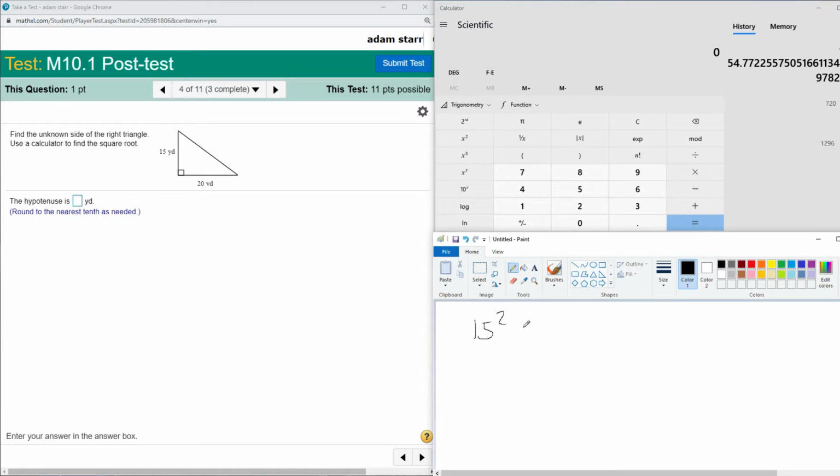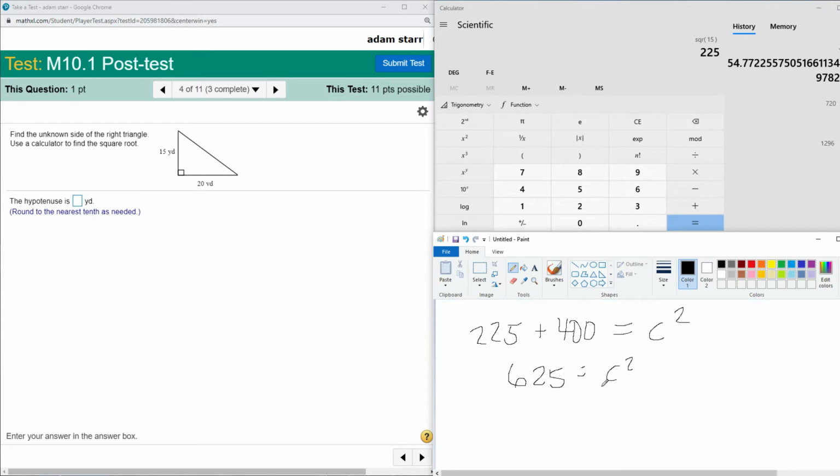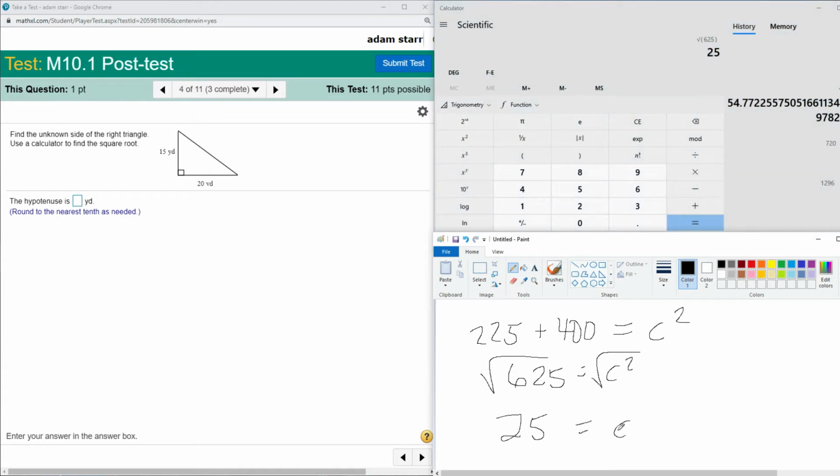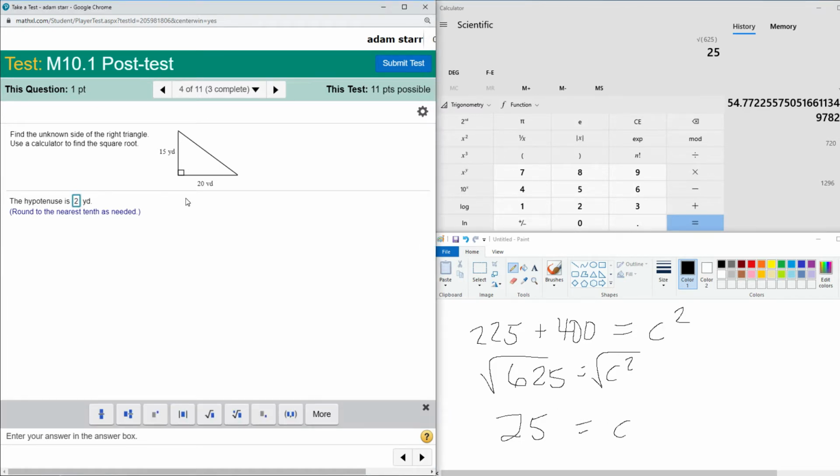So I have 15 squared plus 20 squared equals my C squared that I don't know. 15 squared is 225. 20 squared is 400. So I have 225 plus 400 equals C squared. 225 plus 400 is 625 equals C squared. And then to solve for C, we can square root. So C is going to be the square root of 625. And the square root of 625 is 25. So 25 is the hypotenuse there.